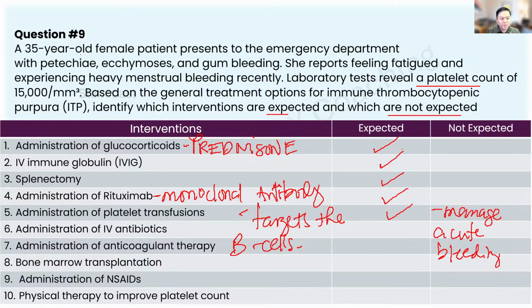Now, what about number 6? Do you think that we're supposed to be administering antibiotics for the patient? Administration of antibiotics, number 6. You sure? Are we supposed to do that, guys?